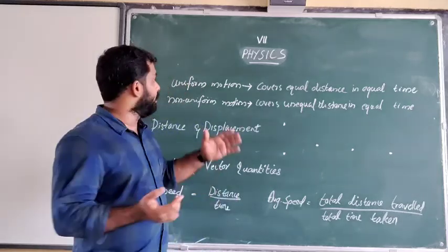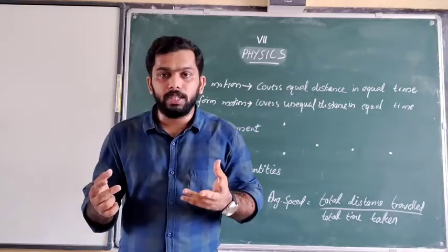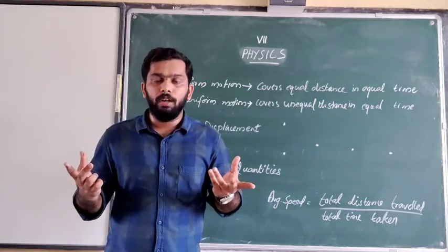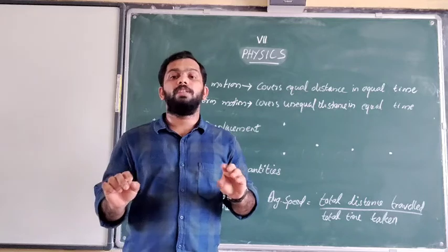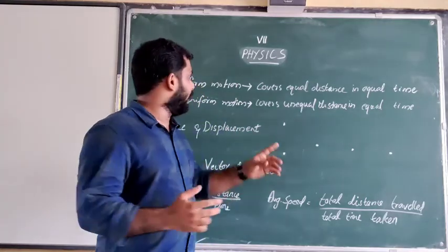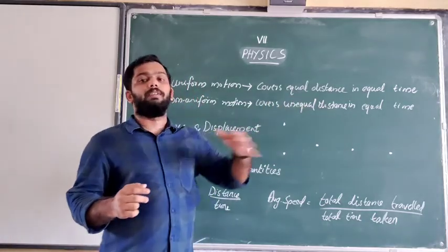Now, the second one is non-uniform motion. In uniform motion, equal distances are covered in equal intervals of time, so what will non-uniform motion be? Non-uniform motion means unequal distances are covered in equal intervals of time.